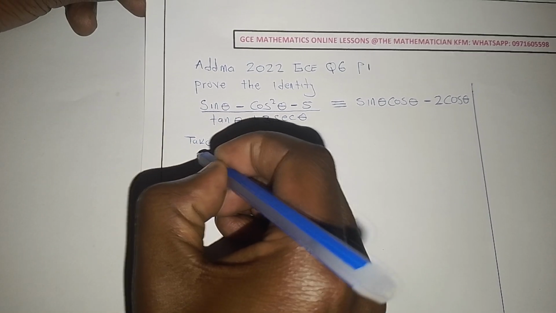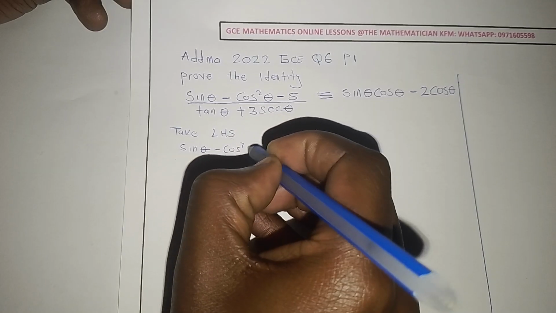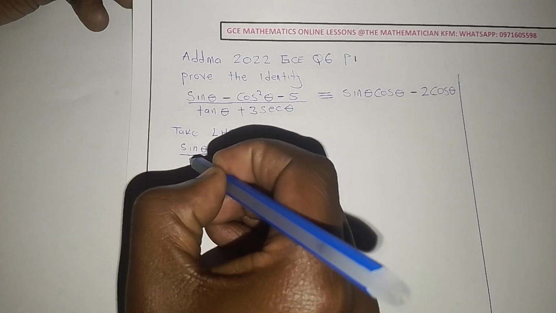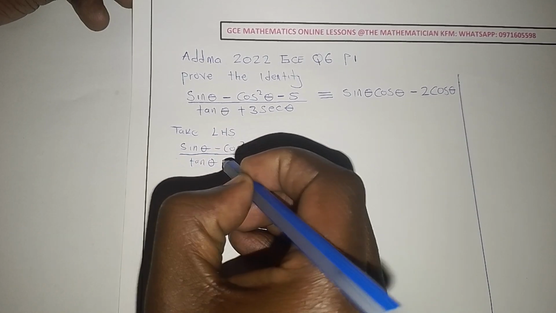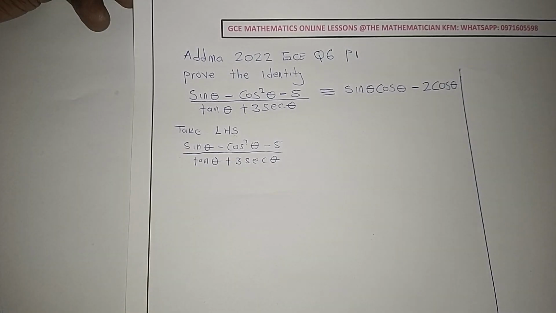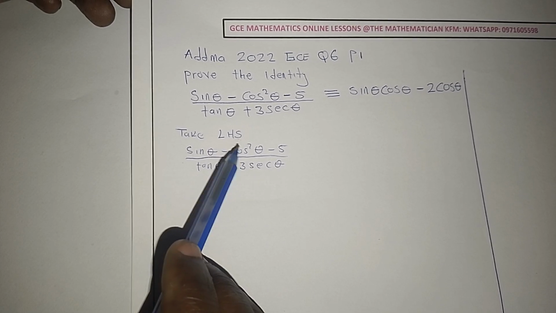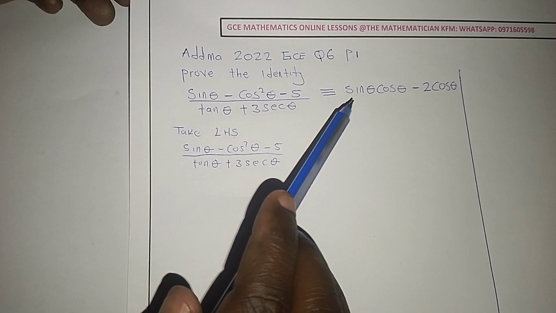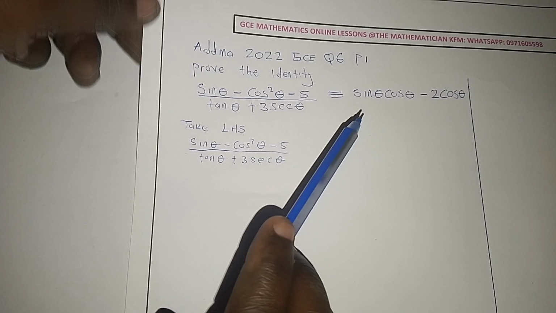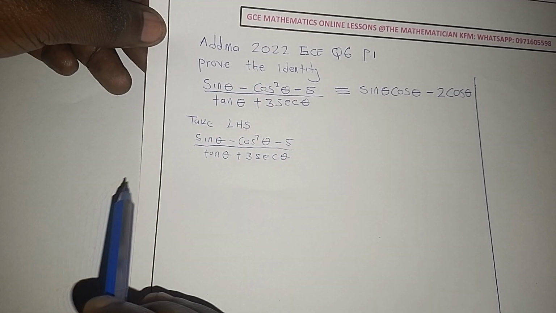The left-hand side is sine theta minus cos theta squared minus 5, over tan theta plus 3 secant theta. We are going to prove that the left-hand side is equivalent to sine theta cos theta minus 2 cos theta. Now I'm going to identify the identities which are there.